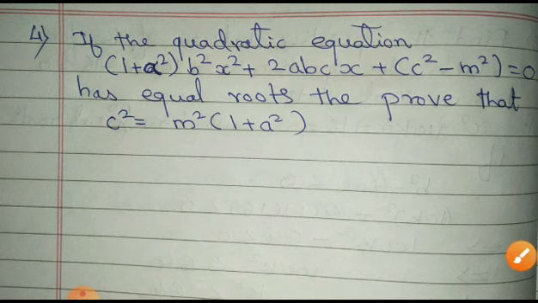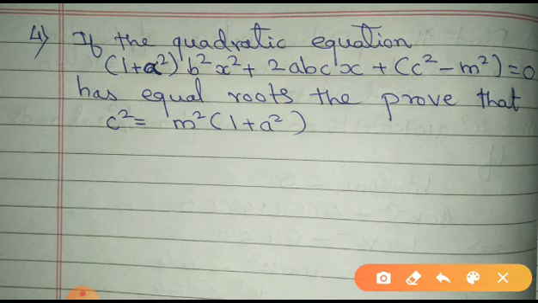Now see the next one. If the quadratic equation (1 + a²)b²x² + 2abcx + (c² − m²) = 0 has equal roots, then prove that c² = m²(1 + a²).